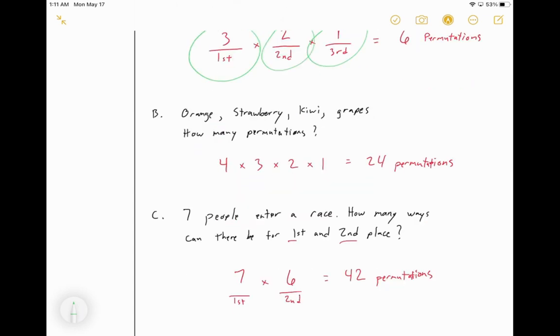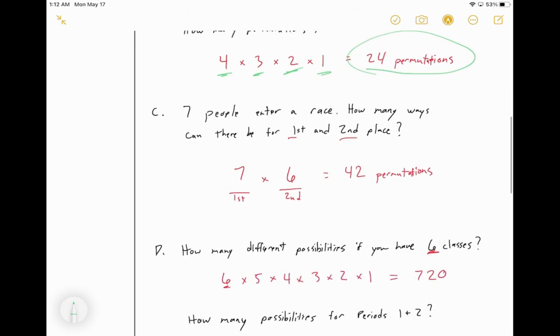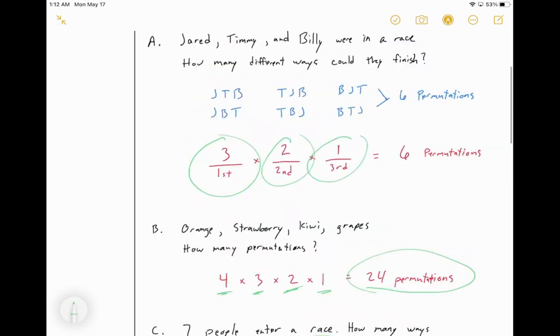There are 4 fruit to start with. Then 1 gets first place, so that means there's 3 left. Then 1 gets second place, so there's only 2 left, and then there's only 1 left. There's 24 total permutations. And then lastly, we look at these ones where sometimes you only need first and second place, so you only talk about 2 spots. Again, still starting at the top and still multiplying. So that's a quick little lesson on permutations.